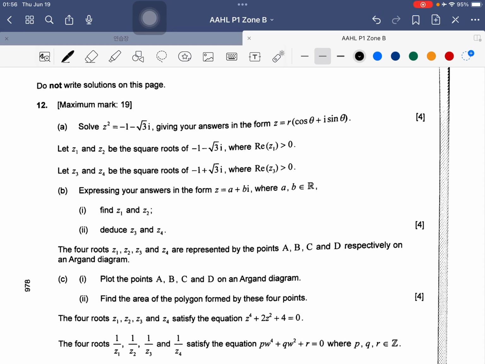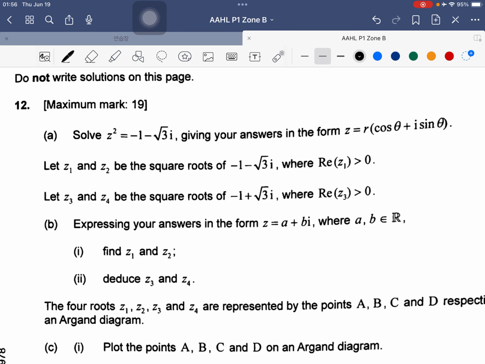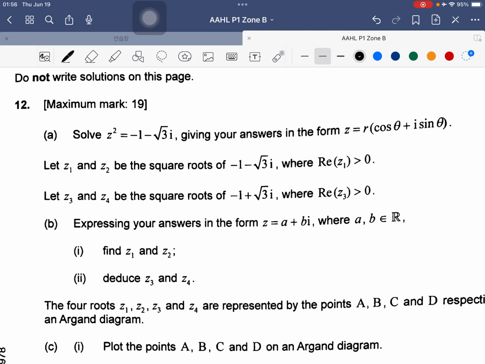Okay, question number 12, maximum mark 19 points. Complex equation, complex questions. Okay, solve this equation, giving your answer in the form z equals r cosine theta plus i sine theta.